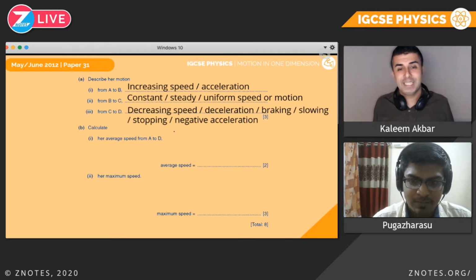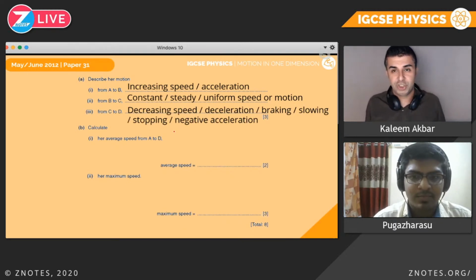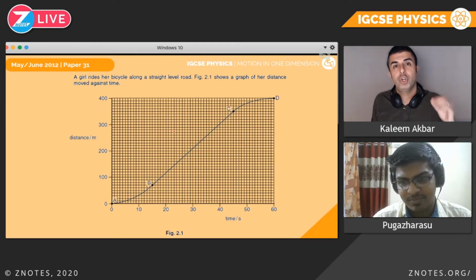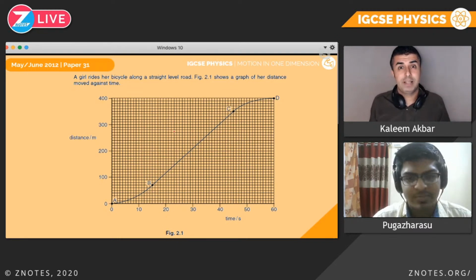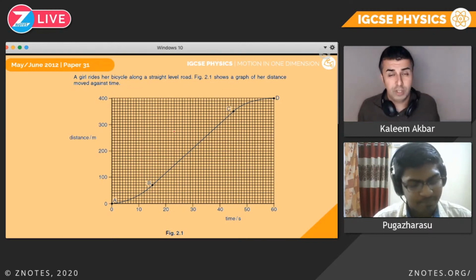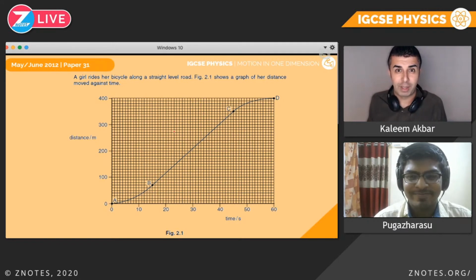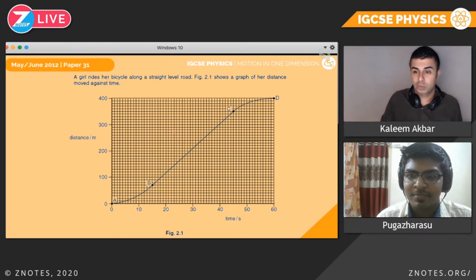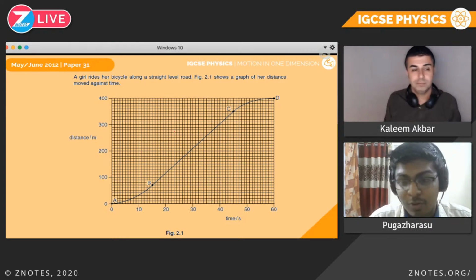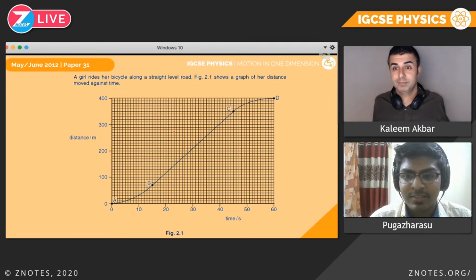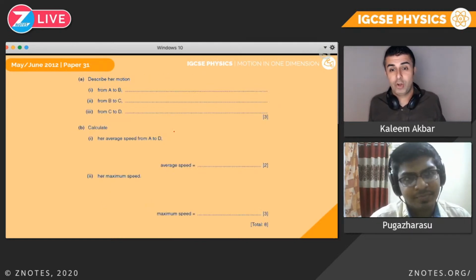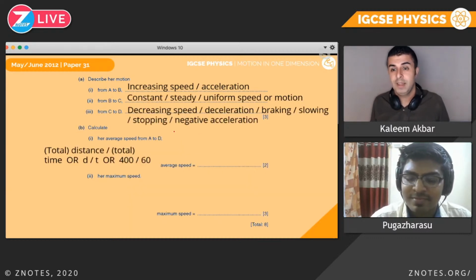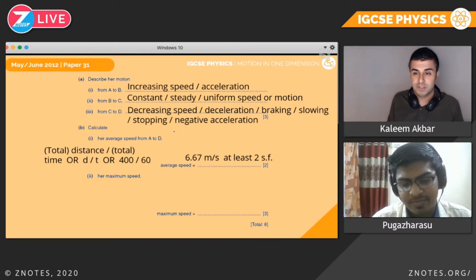Then it says calculate her average speed. Okay? Remember the formula for average speed? Total distance divided by total time. Well, that was really hard, wasn't it? It's the same formula as speed equals distance over time. It's the exact same. But we're going to take the total distance. Pugs, what's the total distance? 400. And the total time? 60. So total distance, 400 divided by 60, and you get 6.67 meters per second.